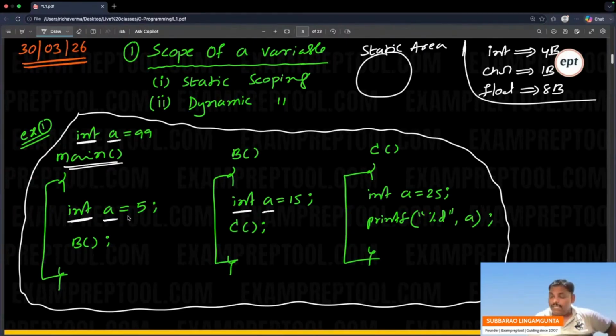Try to understand. One more thing: for a global variable, memory is allocated at compile time itself. Where is the memory created? In the static area. At what time? Compile time itself. If you compile the program, no memory is allocated for local variables, but for global variables memory is allocated. You may ask, sir, without running the program, at compile time itself, how is memory allocated?